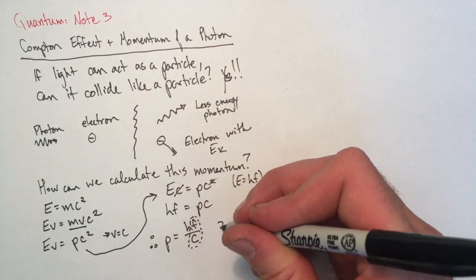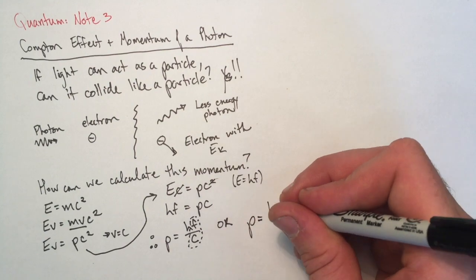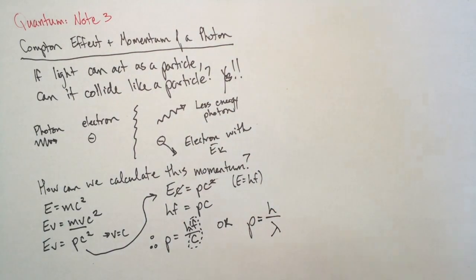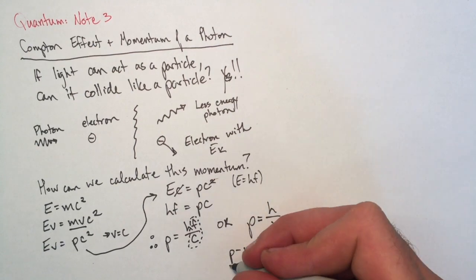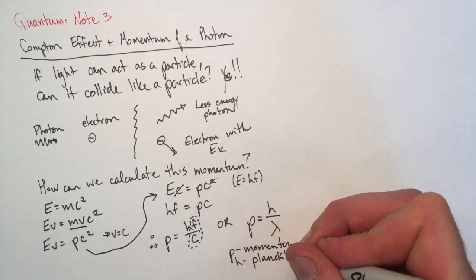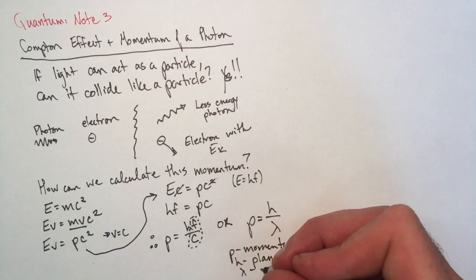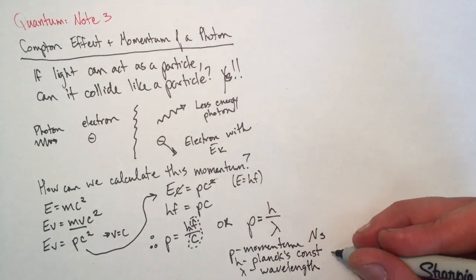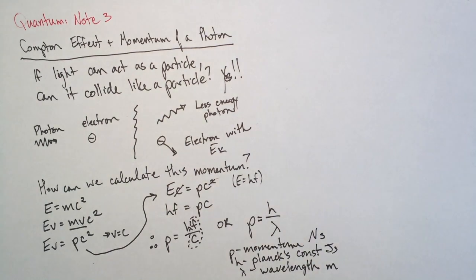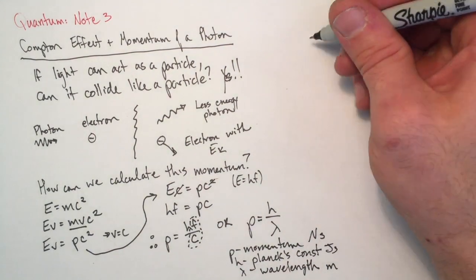So here p is equal to hf over c, or from the universal wave equation, f over c can be subbed in as 1 over lambda. So momentum equals h over lambda, where p is the momentum, h is Planck's constant, and lambda is the wavelength of that photon. Let's use it in an example.